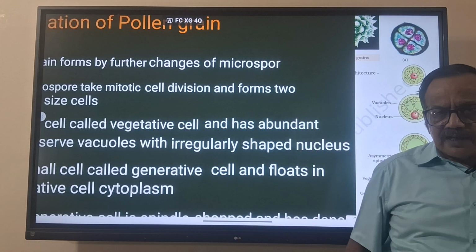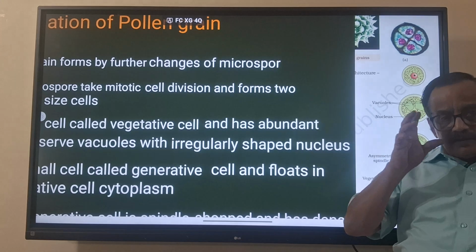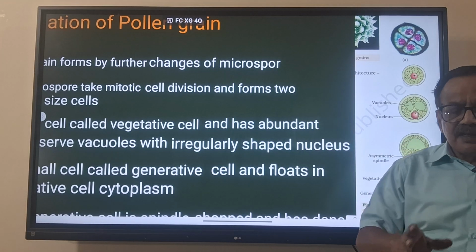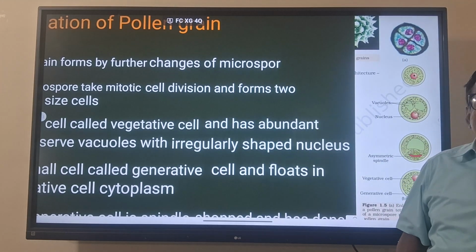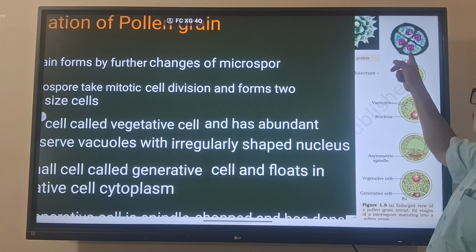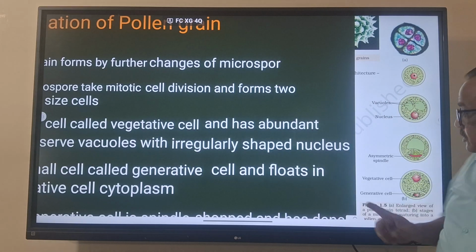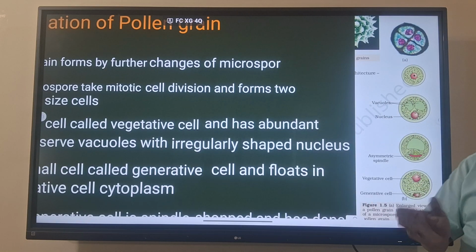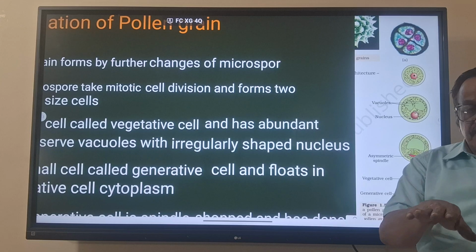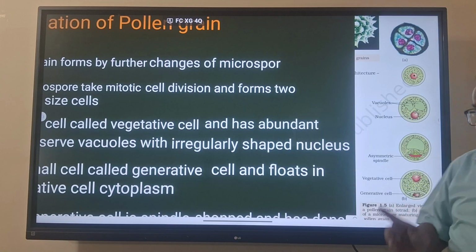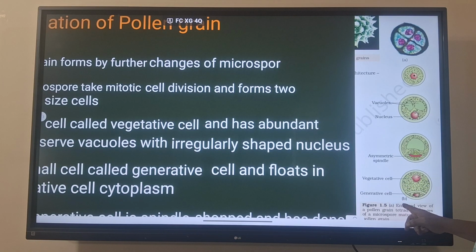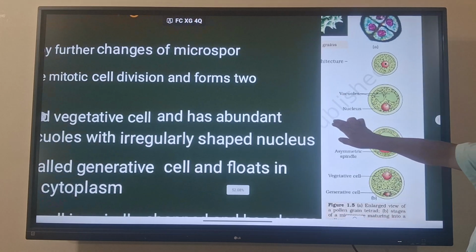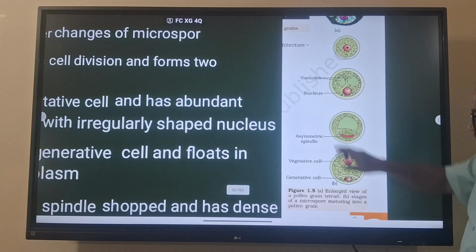Immediately they cannot be separated. They form a cluster that we call a microspore tetrad. This is the microspore tetrad. But this textbook has wrongly given, although he has written it correctly in the sporogenesis: enlarged view of pollen grain tetrad. This is the wrong one he has given.